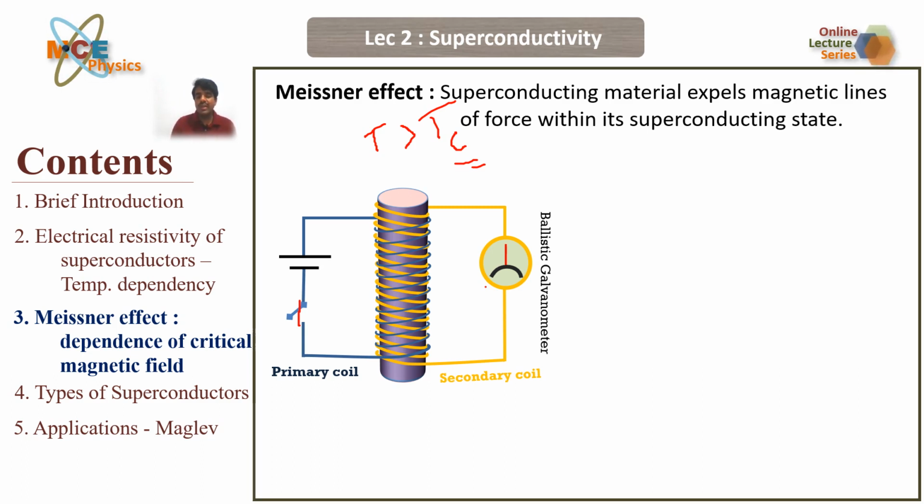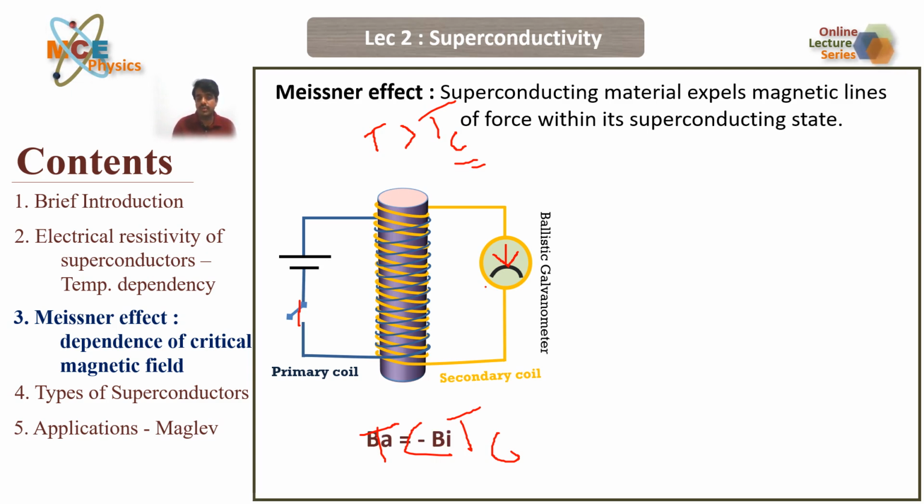But now let us reduce the temperature of the entire setup, the superconducting material, and maintain it below the critical temperature. Now if you maintain it, what will happen? There will suddenly be a deflection in the ballistic galvanometer, which indirectly tells us that this is due to the Meissner effect, the expelling of magnetic lines of force from this material.